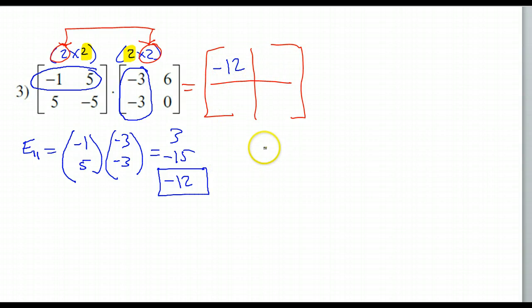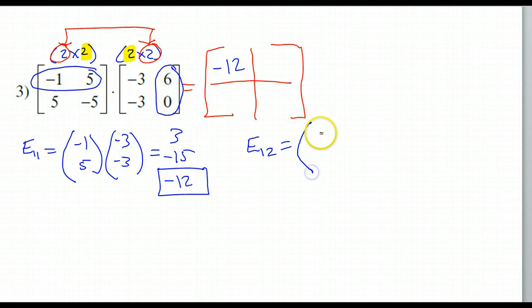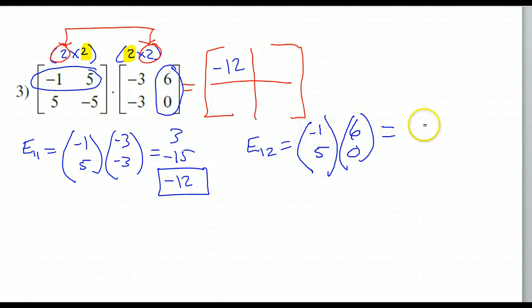Now let's move over to this one. This is going to be element 1,2, because this is row 1, column 2. So I need to multiply row 1 times column 2. There's row 1, and here is column 2. Row 1 is negative 1, 5. Column 2 is 6, 0. If I multiply, I get negative 6 and 0. Put them together, that's negative 6. So I have a negative 6 right there.